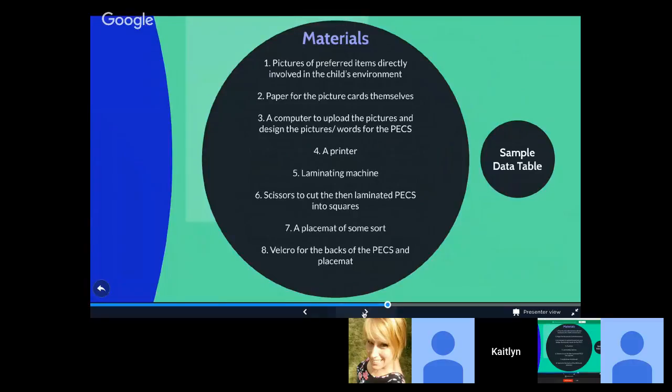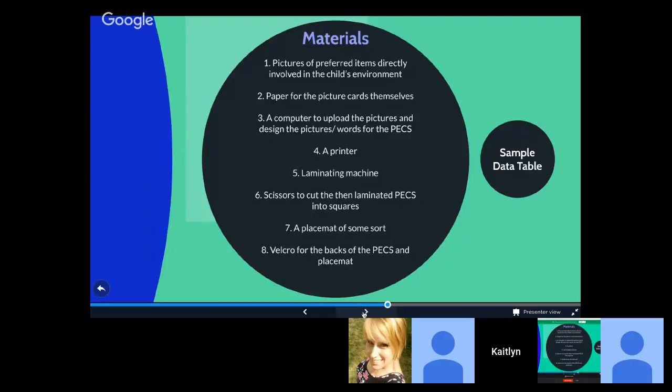Materials. You're going to need pictures of the child's preferred items, and this could include anything such as goldfish or a desired toy, and something that's super reinforcing to start off with so that they can receive it in phase 1, and that will move them forward and be reinforcing for them. You're going to need paper for the picture cards themselves to put those pictures of the desired items on. You're going to need a computer to upload the pictures on and design them.